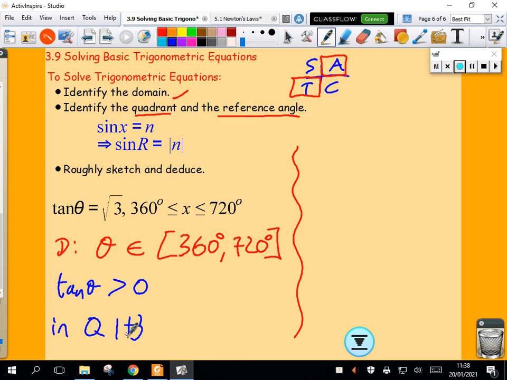The reference angle, well, tan of theta is equal to root 3, which means the tan of the reference angle is also equal to root 3. Remember, the absolute value of a positive number is just that number itself. The absolute value of a negative number is the opposite of that number.